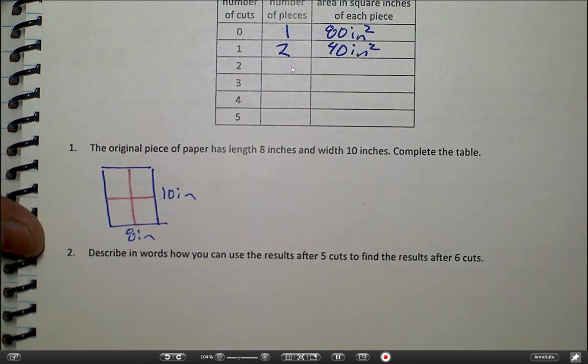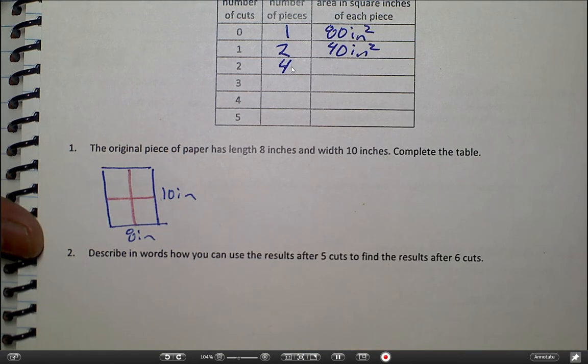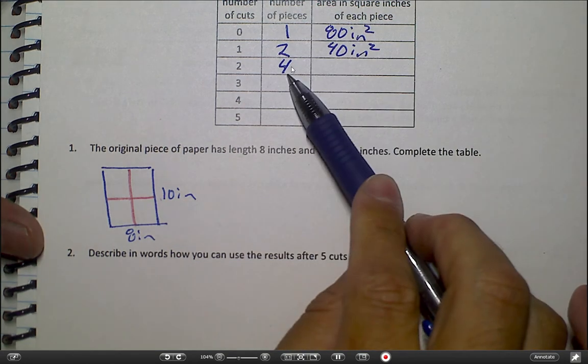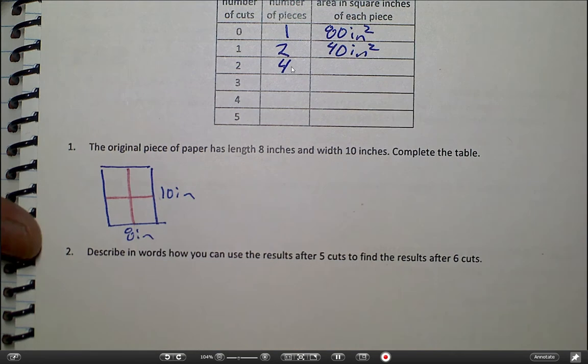How many pieces do I have now? 4. All right, you guys ready for the tricky part? Now, what is going to be the area of each piece? 20? 10? 10 or 20? I hear 10, I hear 20. Show of hands. Who said 10? Other hands. Who said 20?